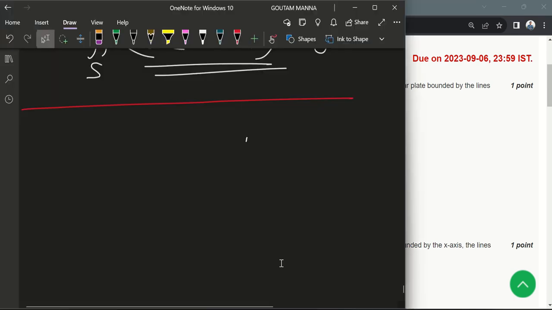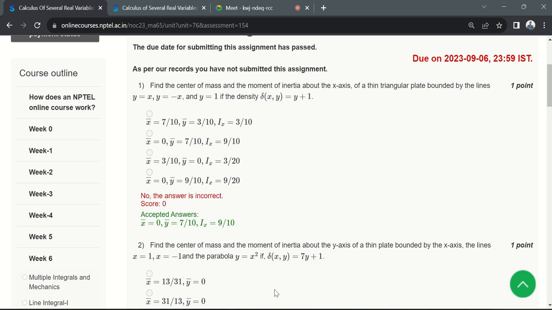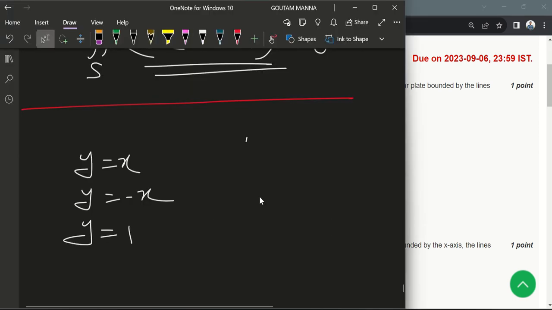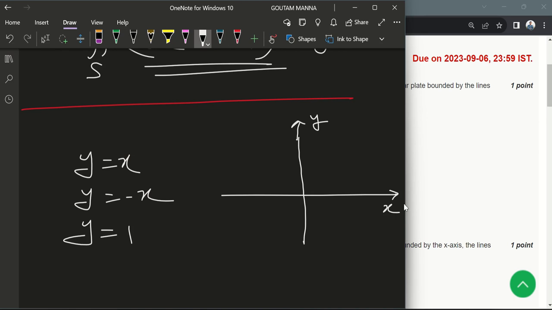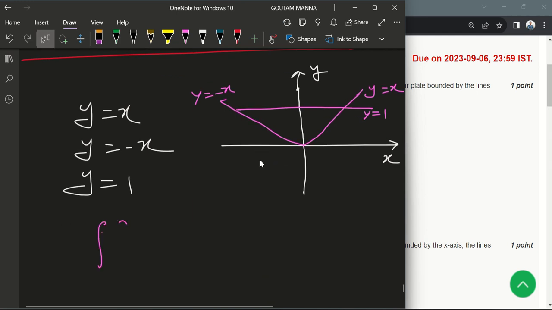So the lines are y equals x, y equals minus x, and y equals 1. This one is y equals x, this is y equals minus x, and this is y equals 1. The integration will be over this region, and the surface element dA is nothing but dx dy.